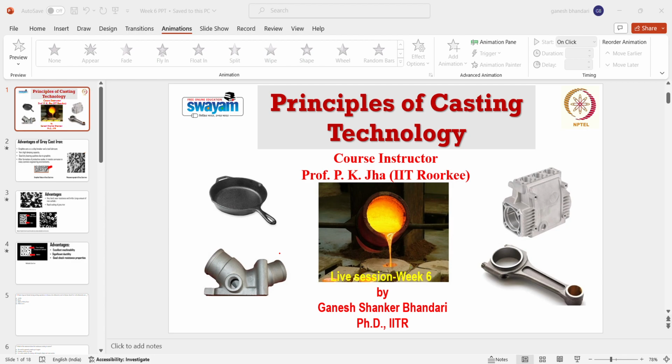Which of the following furnace ensures carbon pickup during melting of gray iron? Cupola furnace, induction furnace, open hearth furnace, or electric arc furnace? So we are talking about carbon pickup during melting of gray iron. It means we are adding some extra carbon into that material during the smelting or melting process. So which type of furnace do we generally go with for ensuring carbon pickup during melting of gray iron? Yes, it is cupola furnace.